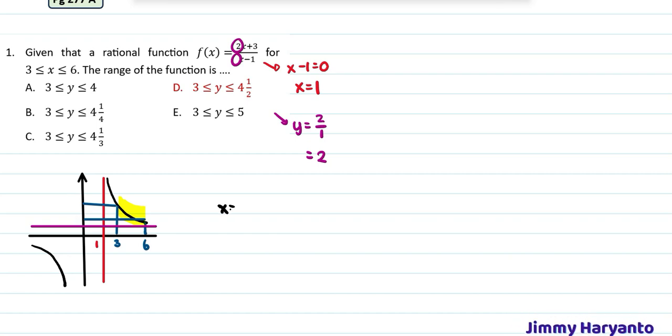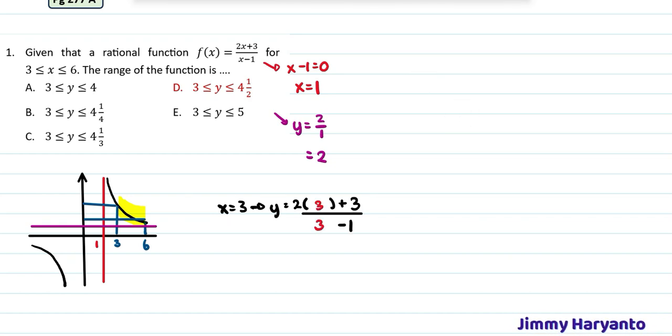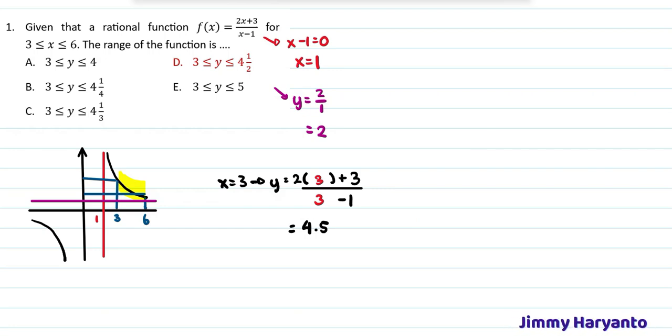Okay, when x equals 3, the value of y will be (2 times 3 plus 3) over (3 minus 1), like this. And then you only have to calculate. This one is 6 plus 3, which is 9. 9 divided by 2 is 4.5. Okay, that is the first one. That means right here is 4.5.